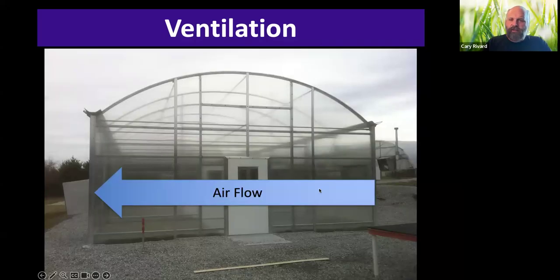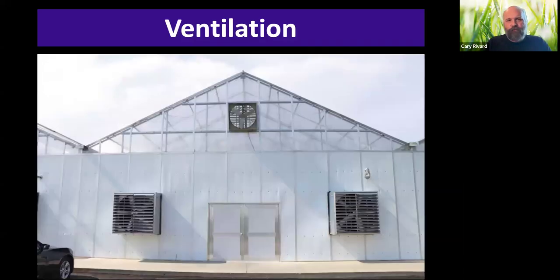So in general, and keep in mind our prevailing winds are going to be going the same direction as this arrow. We're going to be drawing air in from one side and ventilating it out through the other side. And it really doesn't matter if you're going side to side in the greenhouse or end to end. It makes no difference. It's essentially the same idea.